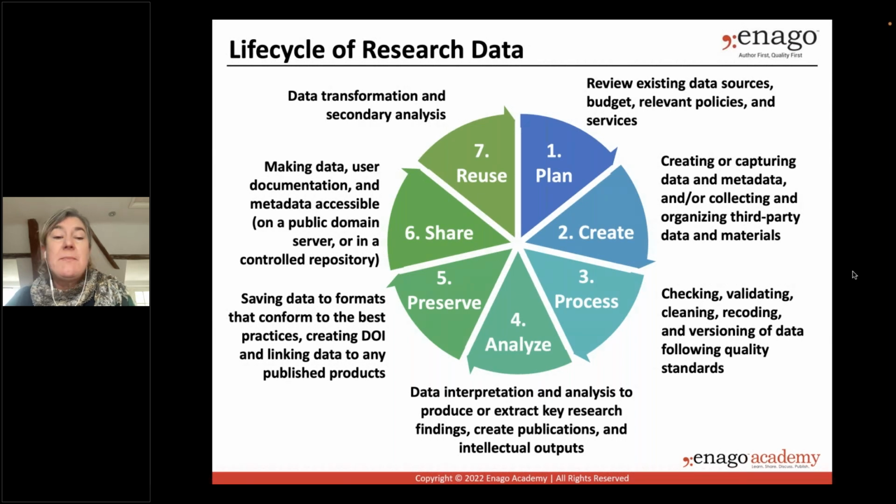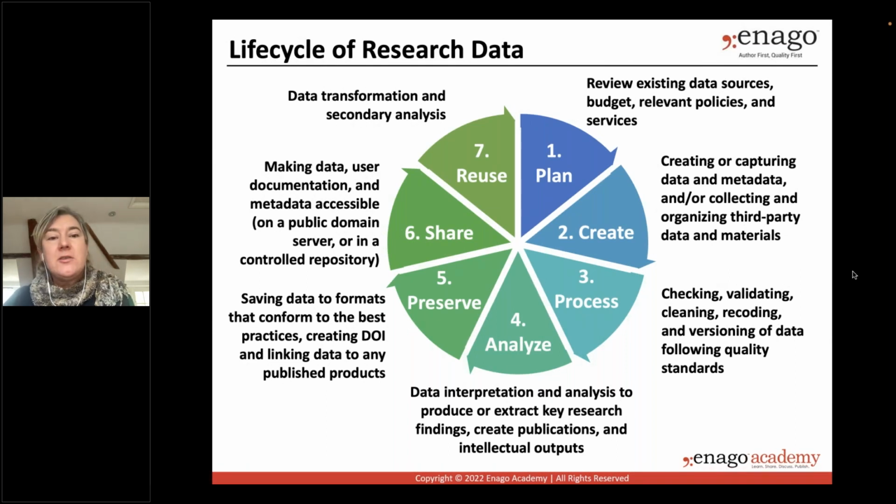Preserving data is about the storage, the backup, finding persistent identifiers, and creating robust metadata and documentation. As you prepare to put your relationship with this particular data on hold, it would enable you or somebody else in the future to be able to re-access it.